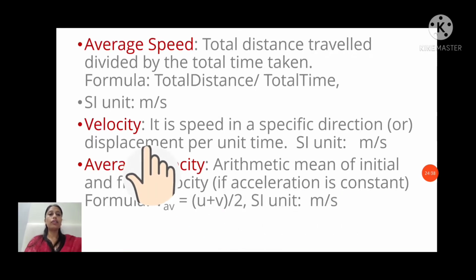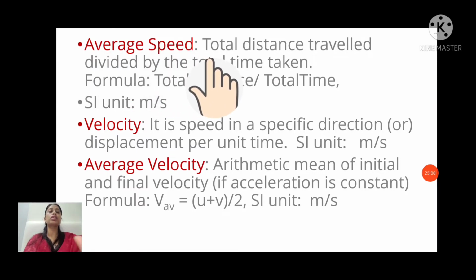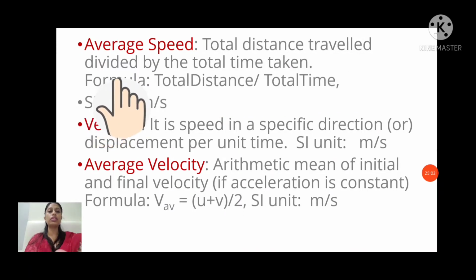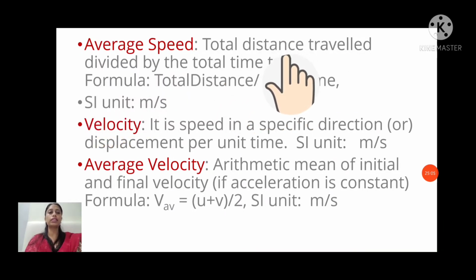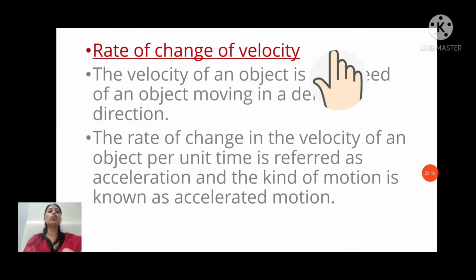Now, average speed. We know what average is; in mathematics also we find averages. If we have different speeds over different distances in different time intervals, how would you find the average speed? Average speed means total distance traveled divided by the total time taken. Suppose in the first hour you traveled some distance, and in the second hour you traveled another distance. So in total, how much distance have you traveled, and in how much total time.